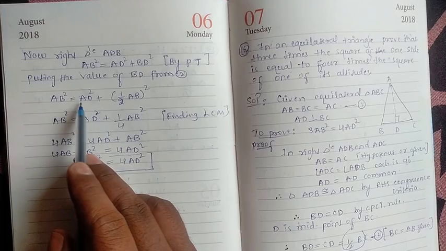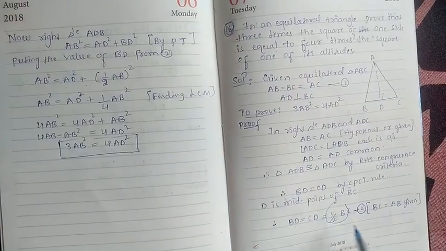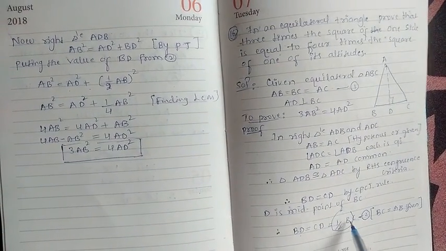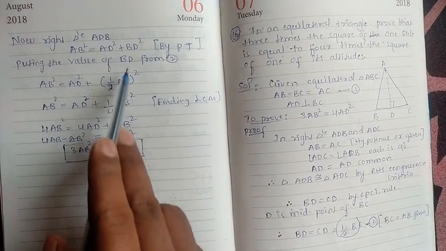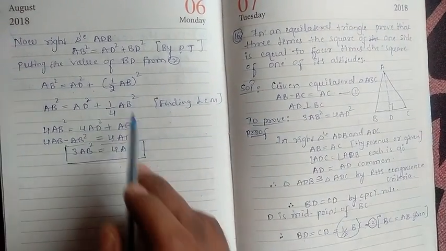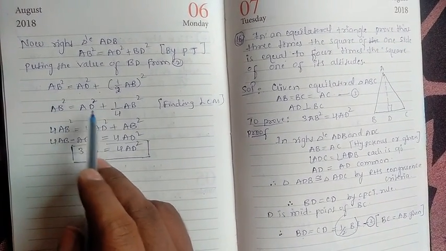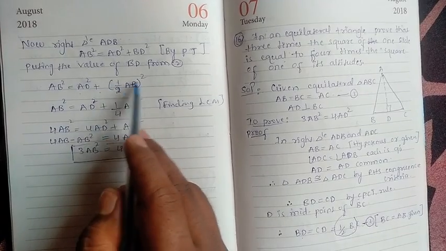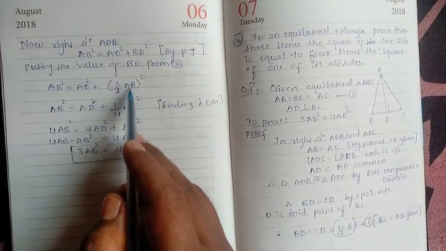So AB square as it is, AD square as it is, plus BD square. Now BD means half of BC. Correct? BD square means half BC whole square. So AB square is equal to AD square plus, doing the whole square here, 1 square means 1 only, 2 square means 4 into AB square.